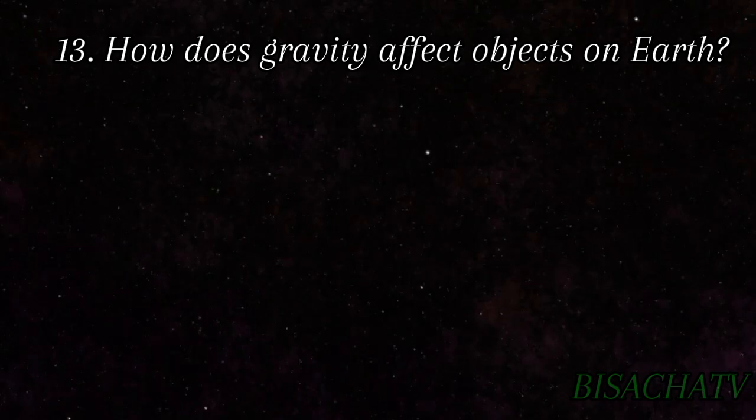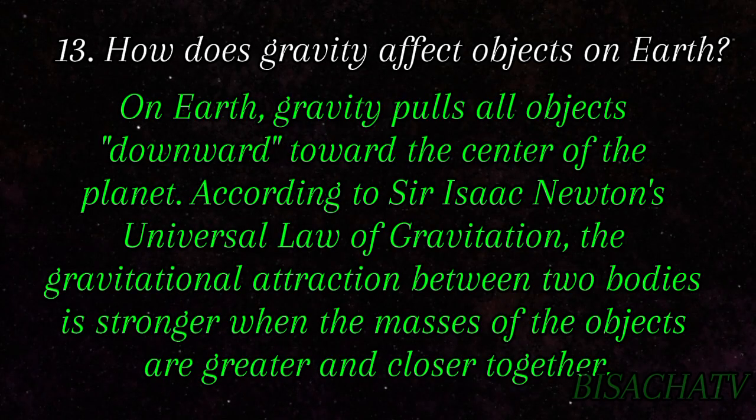Thirteen. How does gravity affect objects on Earth? On Earth, gravity pulls all objects downward toward the center of the planet. According to Sir Isaac Newton's universal law of gravitation, the gravitational attraction between 2 bodies is stronger when the masses of the objects are greater and closer together.